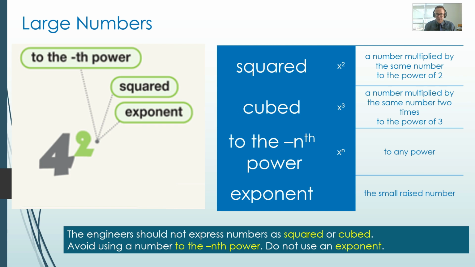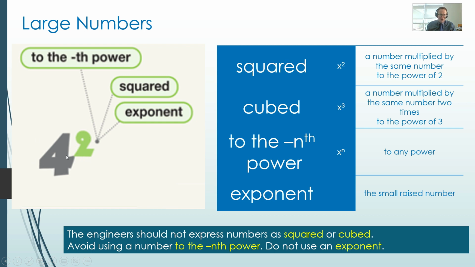Squared, cubed, to the nth power, exponent. So these are all words that refer to this small number when we put two numbers together.